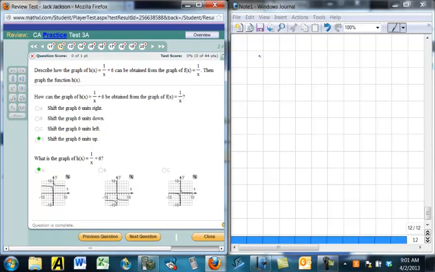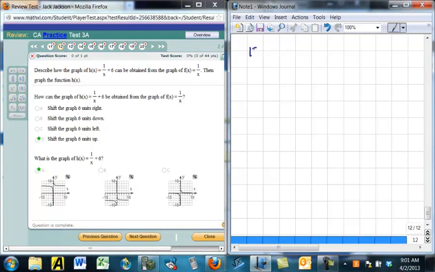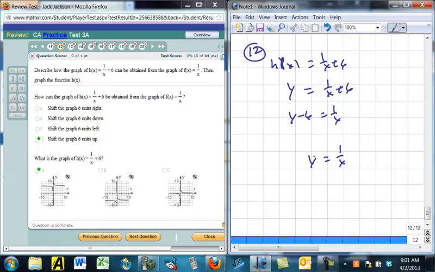Describe how the graph of h of x is 1 over x plus 6. So you want to think of that, it's y equals 1 over x plus 6. So that's y minus 6 equals 1 over x. So compare that to y equals 1 over x. We've replaced y by y minus 6. So what do you really do? You add 6 to all the y's, so you're going to shift it up 6 units. So D was the correct answer there.